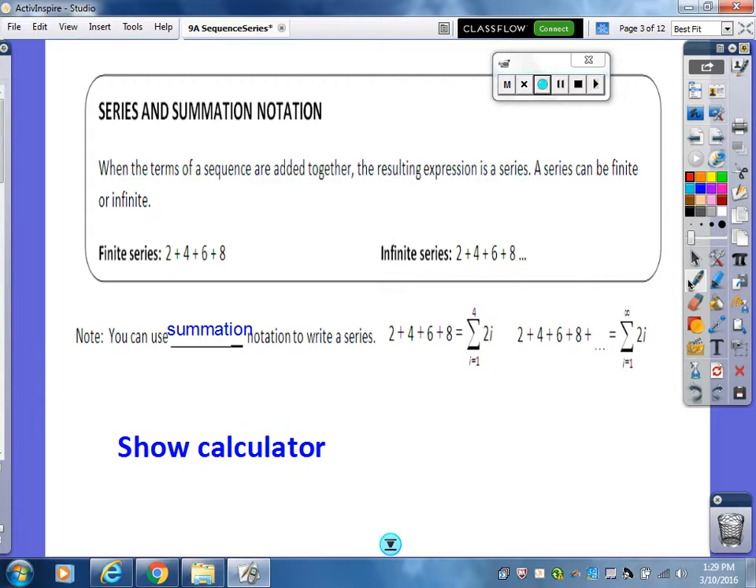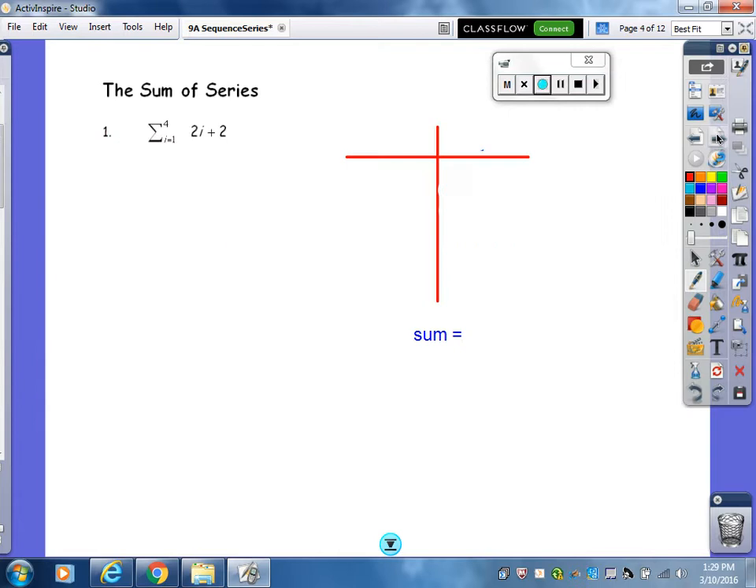Alright, let's practice some on the summation notation. So let's look at the following question. We want to find the sum from i equals 1 to 4. That's my domain. So my domain is going to go 1, 2, 3, 4. Draw yourself a little chart like this. Alright, my rule is 2i plus 2. And then we're going to add these up. So we're going to evaluate each one from 1 through 4. So this is finite because it stops.